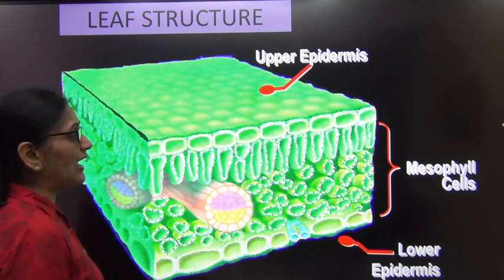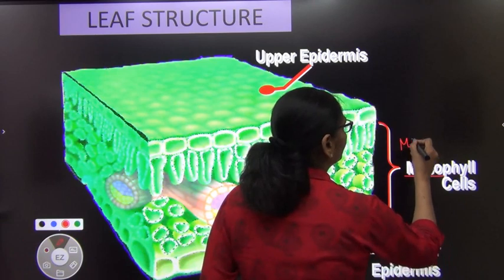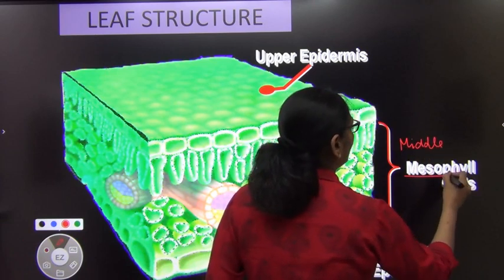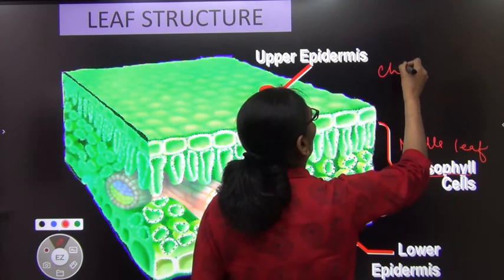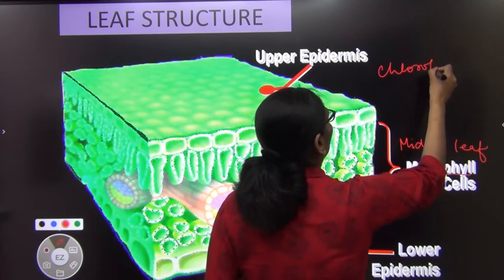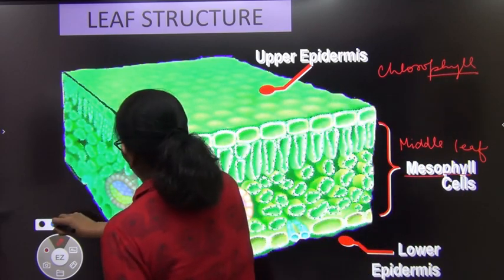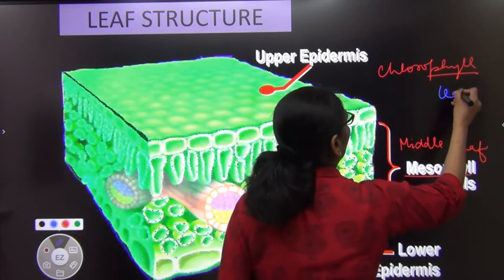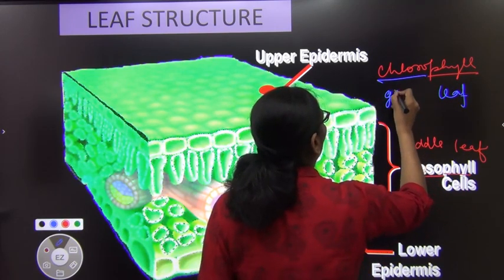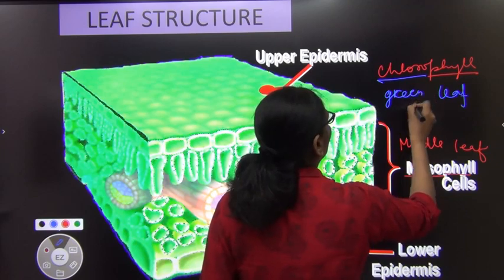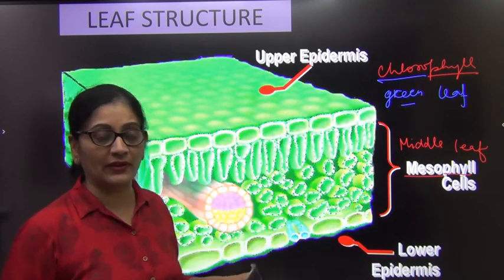Meso means middle and fill in biology means leaf. Right? For example, I'll give you a word. You have a word called chlorophyll. Right? So as I told you, fill means leaf and chloro means green. So the green pigment which is present in the leaf, this is called as chlorophyll. So the middle part of the leaf is called as mesophyll.